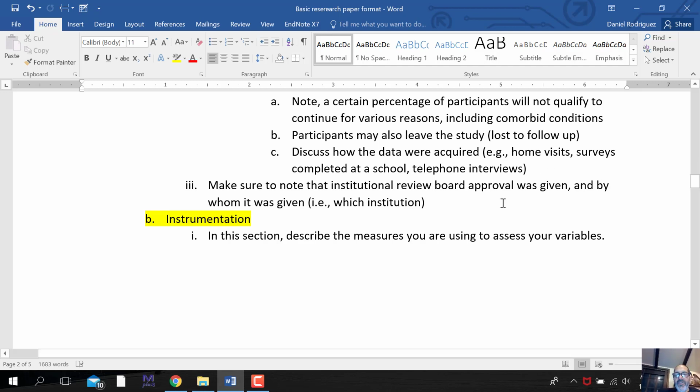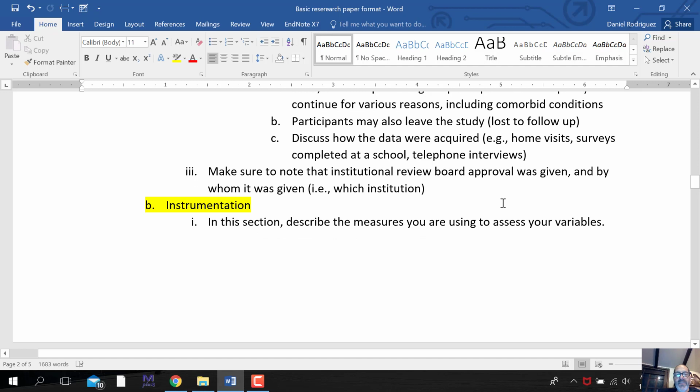Make sure to note that institutional review board approval was given, and by whom it was given, by which institution. If you're using secondary data, you may not need IRB approval, but you have to always talk to your institution. The IRB is there to protect participants from harm. However, some data require IRB approval. Like I work on data from the Panel Study of Income Dynamics, and they have sensitive data.